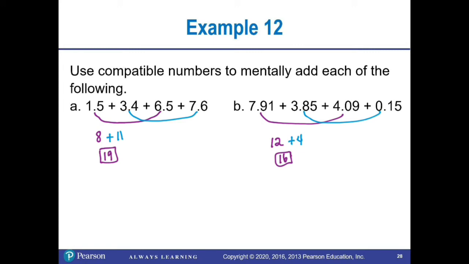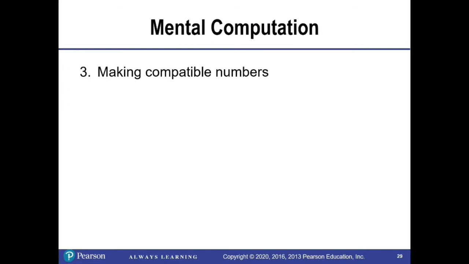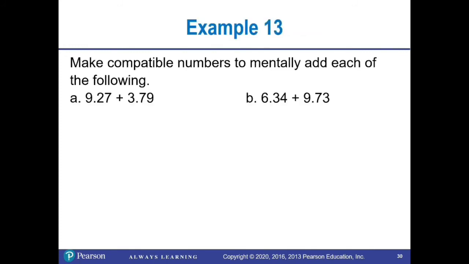And the final strategy that we can use with our decimals is making compatible numbers. So let's look at part A. I have 9.27 plus 3.79. Now I want to think about decimals that will make a whole. So if I think about 9.27, I can rewrite that as 9.25 plus 0.02. And 3.79, I can rewrite as 3.75 plus 0.04. I chose the 9.25 and 3.75 because my decimal places make a whole.